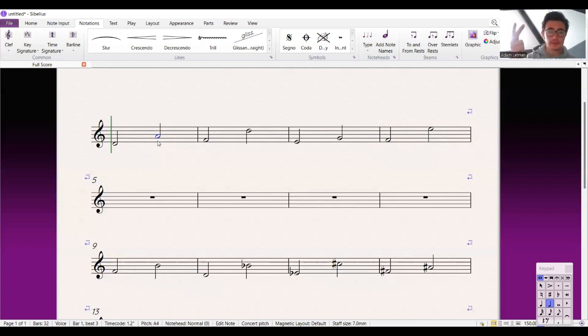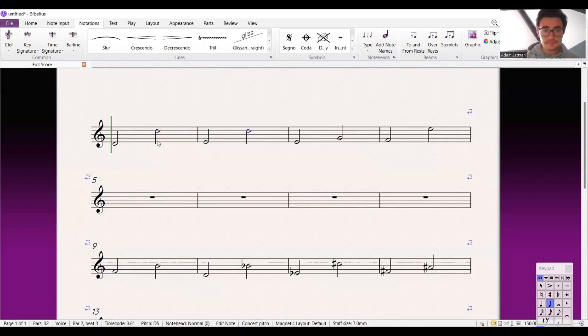D, E, F sharp, G. D to A, D, E, F sharp, G, A is a perfect fifth. Now, the cool thing with fourths and fifths is that in the minor scale and in the major scale, fourths and fifths stay exactly the same. So do octaves. That's why they're perfect. They don't change. So if you have D to A, perfect fifth. If you have D to D, that's a perfect octave. This is a perfect octave.